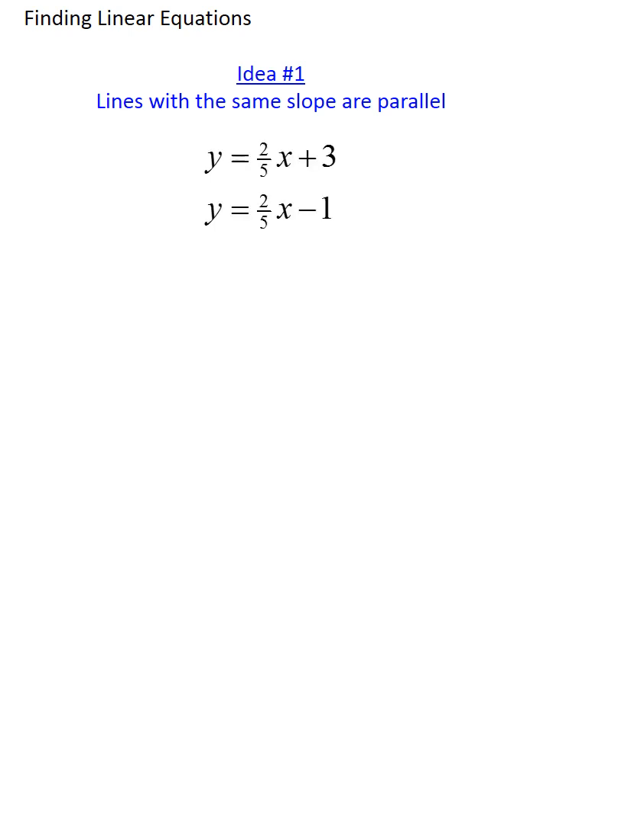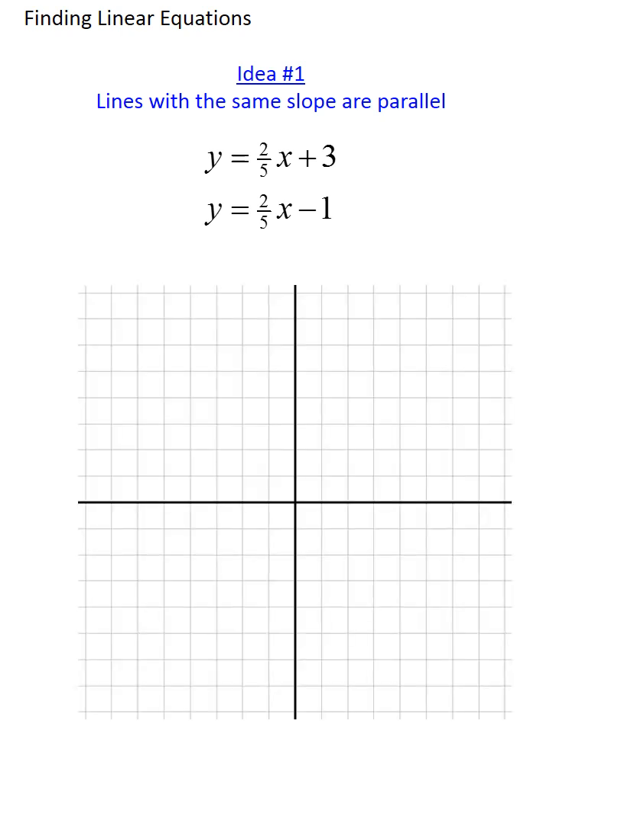Let's look at the graphs of these two lines. The first line has a y-intercept of 3 and a slope of 2/5, which means I can find another point on that line by just going over 5 and up 2. And knowing 2 points on the line, I know where the graph is. Now, if you're already a little uncomfortable with this kind of graphing, you may want to go back to a previous video called Linear Equations in Two Variables Graphing.